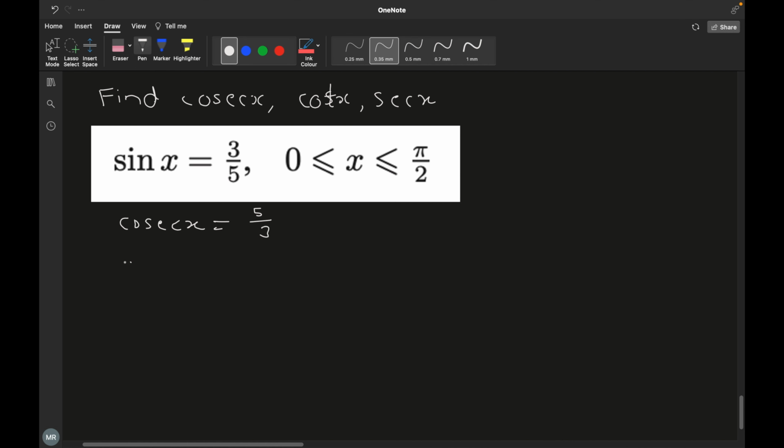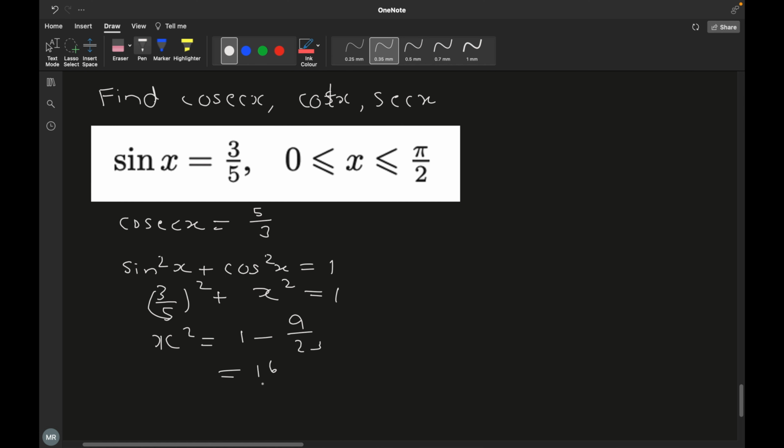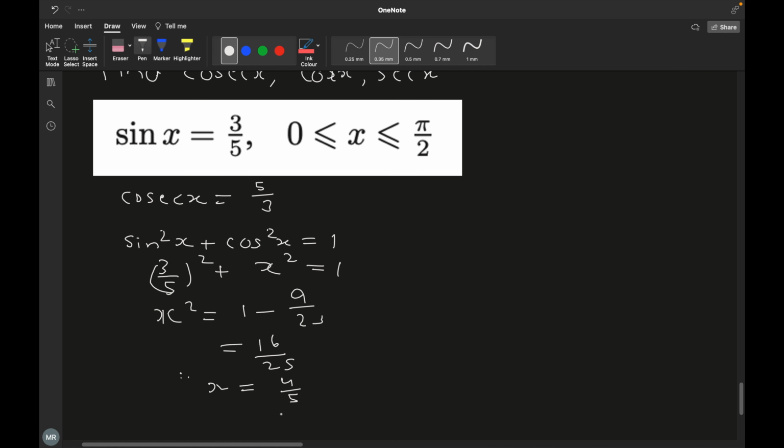First let's use the trigonometric identity: sine squared x plus cos squared x equals 1. Therefore, 3 by 5 whole squared plus, let's keep this as x, squared equals 1. And x squared would be 1 minus 9 by 25. This is 16 by 25. Therefore, x is 4 by 5. Therefore, cos x is 4 by 5. Therefore, secant x would be 5 by 4.